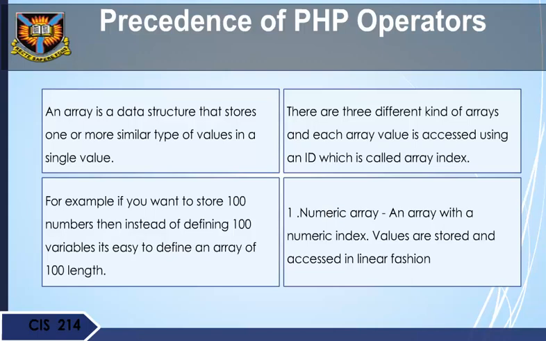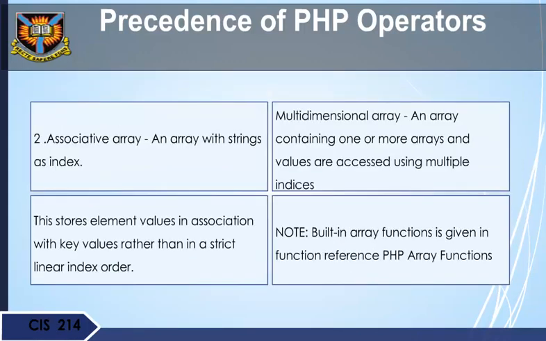Values are stored and accessed in linear fashion. 2. Associative array. An array with strings as index. This stores element values in association with key values rather than in a strict linear index order. 3. Multidimensional array. An array containing one or more arrays and values are accessed using multiple indices. Note, built-in array functions are given in the function reference, PHP array functions.